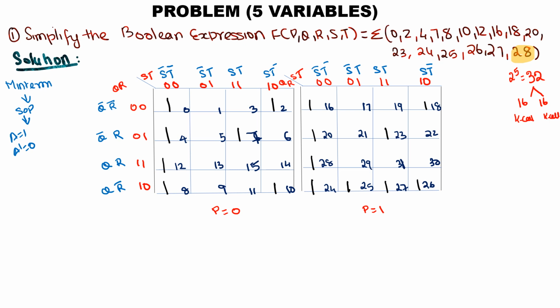Now, how is the grouping to be done? We have to keep in mind a few rules for grouping under 5 variables. We have to ensure that the grouping is done as large as possible, and the group size is a power of 2, that is 2 to the power of 4, 2 to the power of 2, and so on.